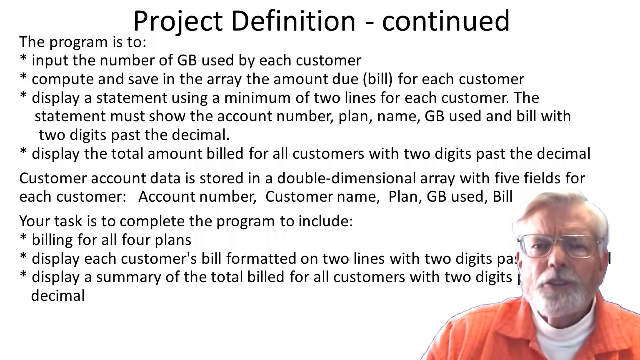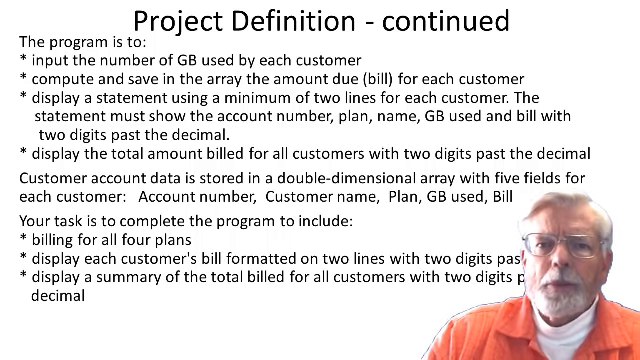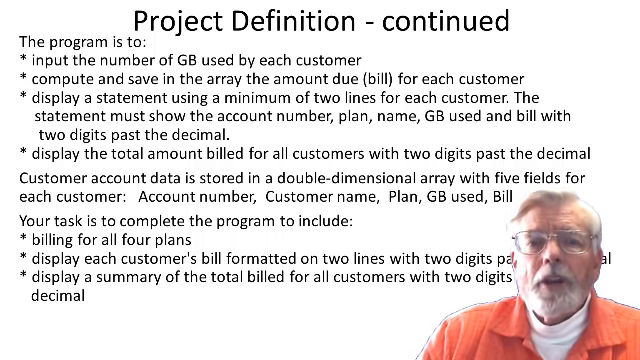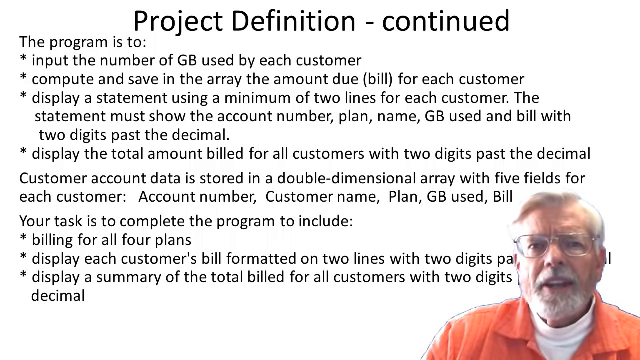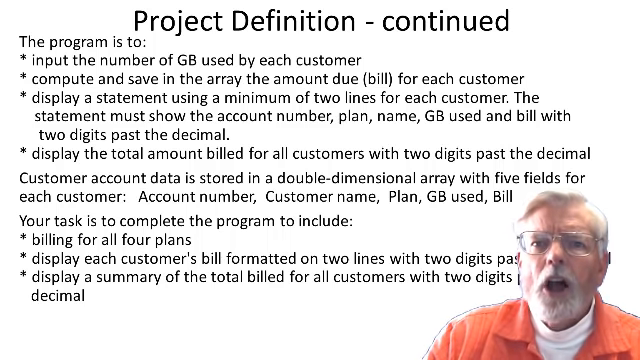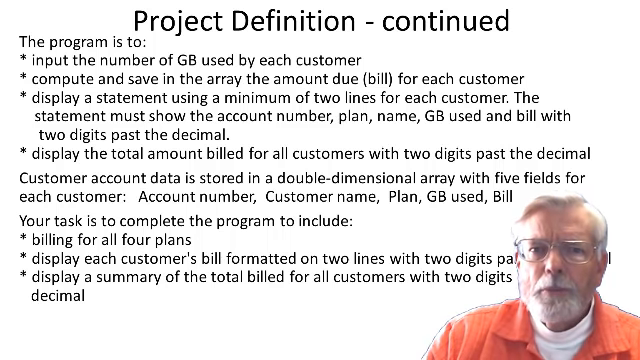Customer account data is stored in a double-dimensional array with 5 fields for each customer: account number, customer name, plan, gigabytes used, bill. Your task is to complete the program to include billing for all 4 plans, display each customer's bill on 2 lines with 2 digits past the decimal, and display a summary of the total billed for all customers with 2 digits past the decimal.